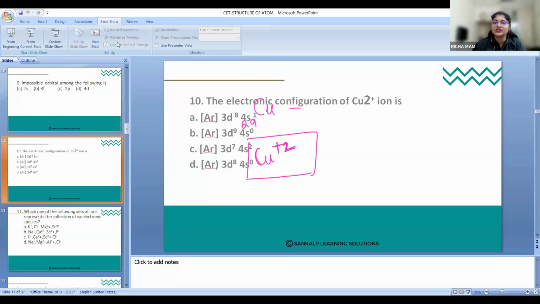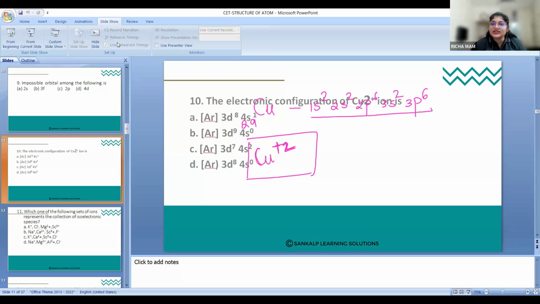So first we will write it for copper. Let us write it for copper. It will start from 1s2, 2s2, 2p6, 3s2. How many does it become? 2, 6, 7, 8, 9, 10, 11, 12. Then 3p. So 1s2, 2s2, 2p6, 3s2, 3p6. 6, 7, 8, 9, 10, 11, 12, 13, 14, 15, 16, 17, 18.